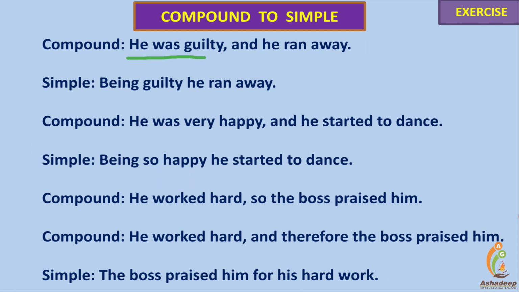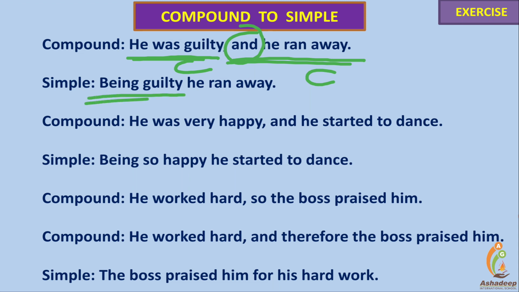He was guilty and he ran away. And is the conjunction. Both are clauses. He was guilty, he ran away. Being guilty: here the clause has been converted into a phrase. The subject has been removed and the finite verb has been removed. He was guilty: being, the verb has been converted into a participle, present participle form.